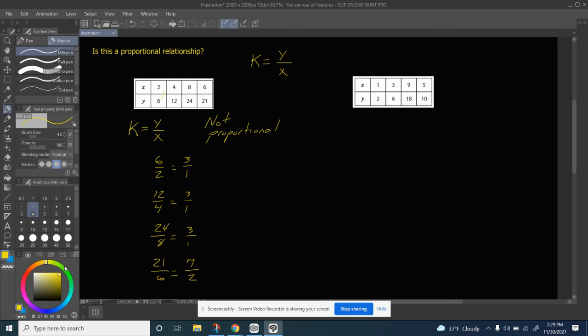So let's move on to our second table. Again, our constant has to be y over x. And so I'm going to take my first pair. We have 2 over 1, which is 2 over 1. Next, we have 6 over 3, which can simplify to 2 over 1. 18 over 9 can simplify to 2 over 1. And 10 over 5 does simplify to 2 over 1. Since these are all the same, we're going to say that this is proportional.